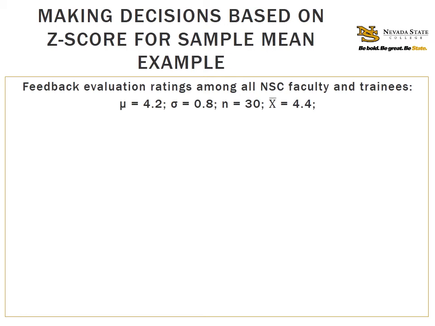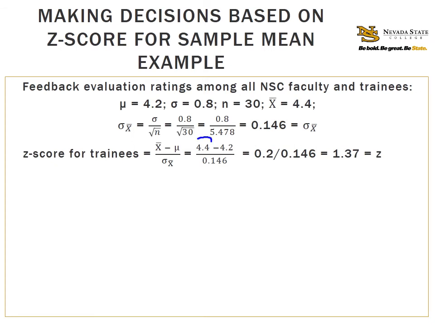So now let's evaluate again. Is that 0.2 point difference in feedback evaluation ratings substantial compared to the difference we'd expect to see no matter what, just due to chance? Here's our standard error, right? So now we can compare that 0.2 point difference to the 0.146 point difference we'd expect to see no matter what, just due to naturally occurring differences that happen between samples and populations that have nothing to do with training. So we compare our actual difference to the difference we would expect to see just due to chance, and we find, just based on the z-score, that the mean feedback evaluation score among the 30 trainees was 1.37 times better than the difference expected just due to chance. This is good, but it's not super impressive or extreme.